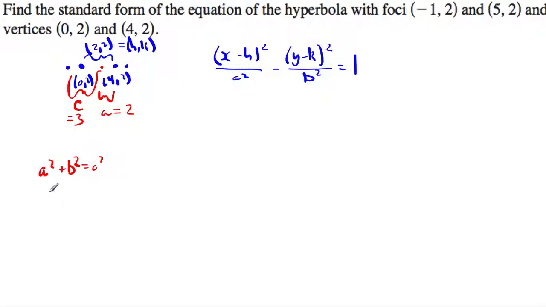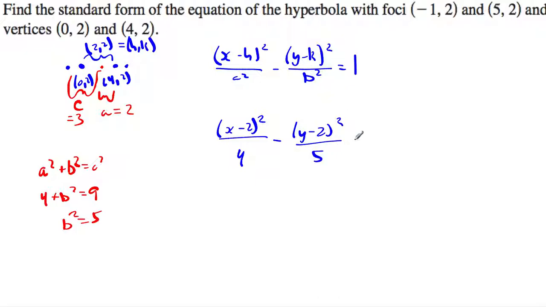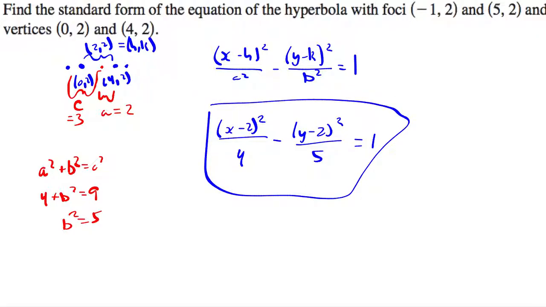So 2 squared plus b squared equals c squared. So b squared is equal to 5. So we get (x minus 2) squared over 4 minus (y minus 2) squared over 5 equals 1. That is our equation from these values there.